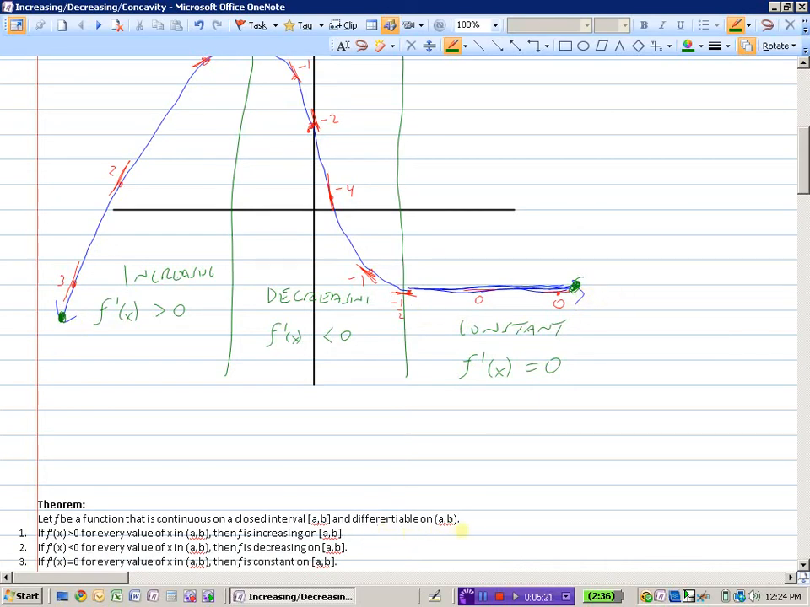And we can take the derivative anywhere between a and b. Then, if the derivative is greater than 0 for every value of x, then the function would be increasing. And if the derivative is less than 0 or negative, then the function is decreasing. And if the derivative is equal to 0 for every value, then f is constant on that interval.